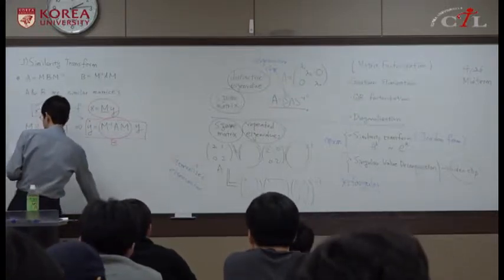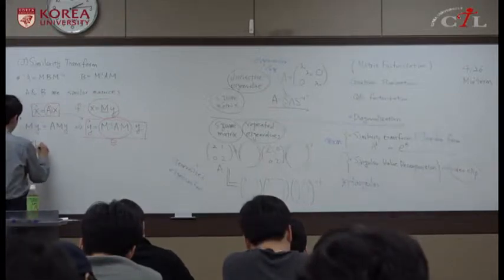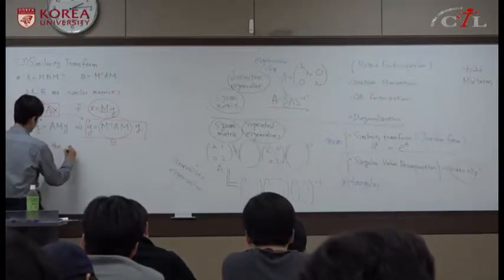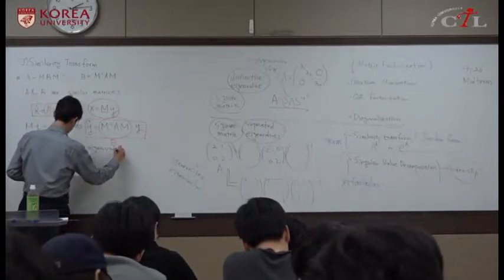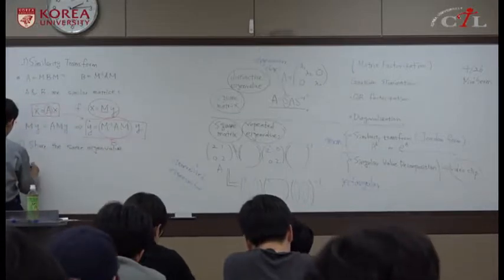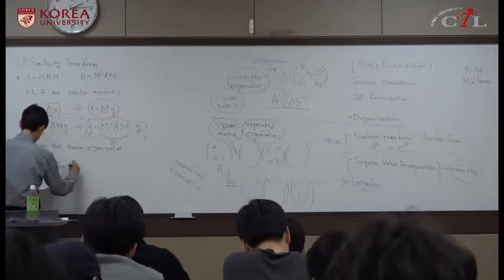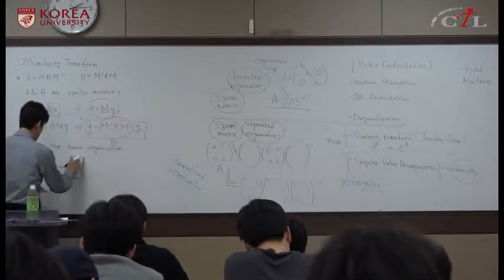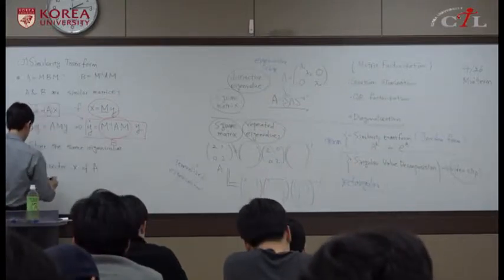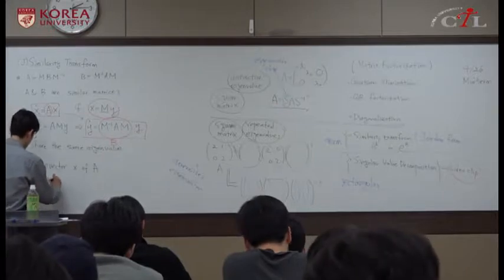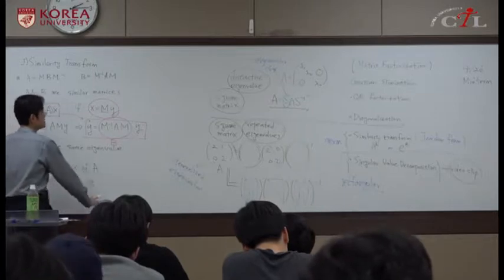And similar matrices have two properties. One, they share the same eigenvalues. Two, an eigenvector x of A corresponds to the eigenvector M inverse x of B. Let's see that.